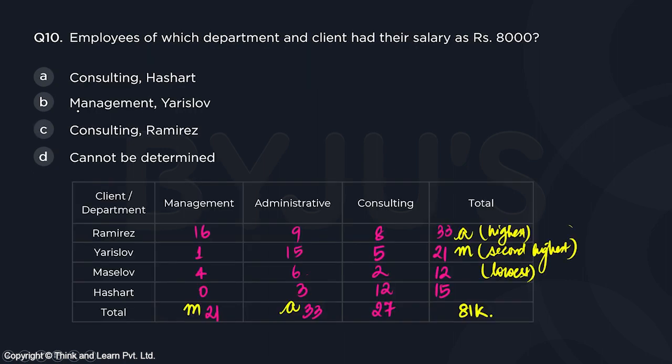Question number 10. Employees of which department and client had their salary as rupees 8,000? So 8,000 salary is for Ramirez under consulting. So consulting under Ramirez, option C.